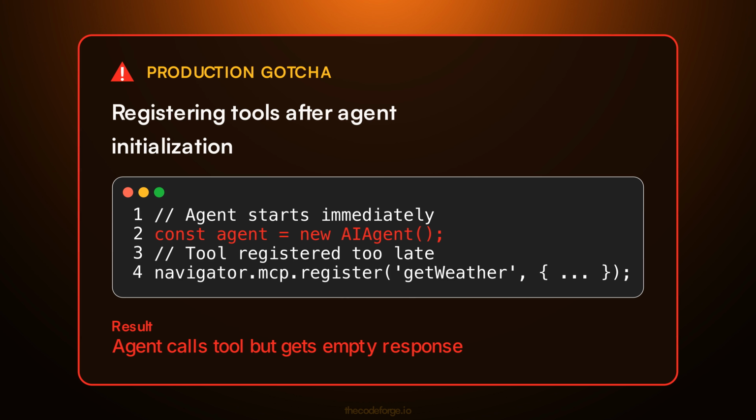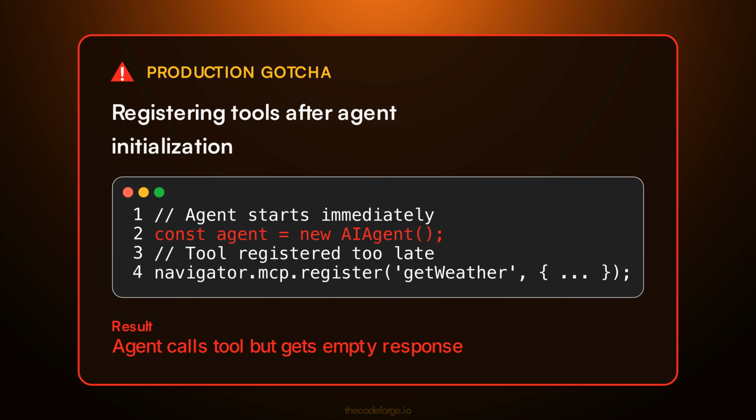Always register tools first. If your tool function is async, the agent will receive a promise object, not the actual data. Make sure the WebMCP runtime supports async tools or wrap the result appropriately. The schema must include a description. Without it, the agent may not understand when to use the tool and might skip it. Always provide a clear description.